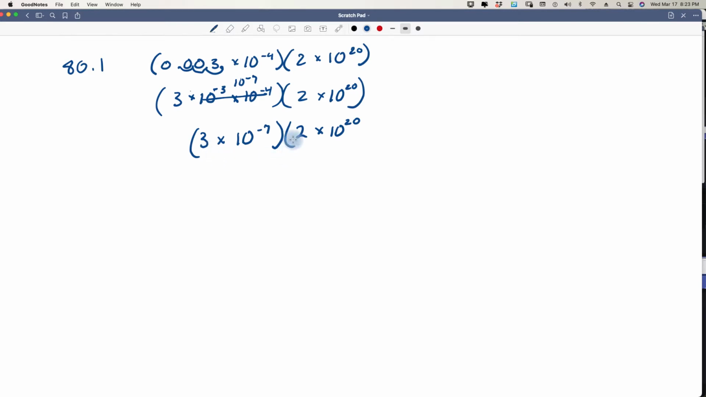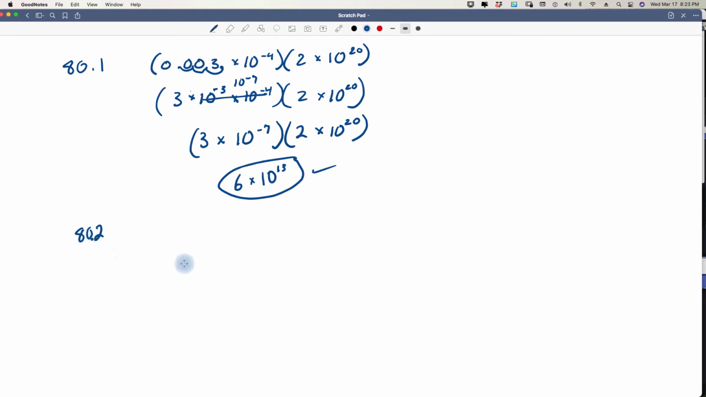So we multiply 3 times 2, and that gives us 6. We bring down our operation of times, and we bring down our base of 10. And then when we multiply bases, we add the exponents. That is the rule of bases and exponents. When you multiply the bases, you add the exponents together. And in this case, -7 and +20 is going to be a +13. And that's going to be your answer for 80.1.